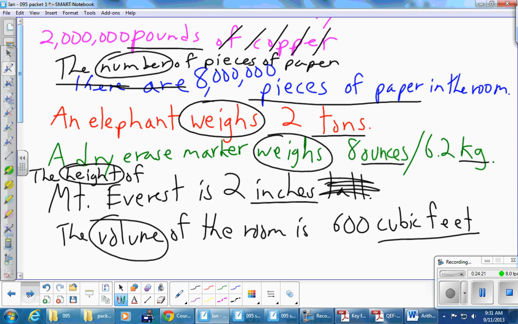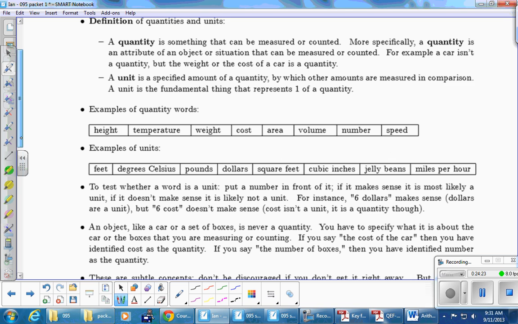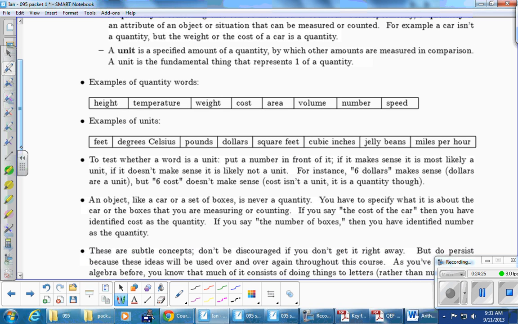Okay, so taking a look on the next page, I will just point out a couple of things. We're not going to read through this together, but you can check it out later. That first box filled with words, those are all quantity words. We saw some of them already. We talked about height, right? Mount Everest. We didn't talk about temperature, but that's something you can measure or count.